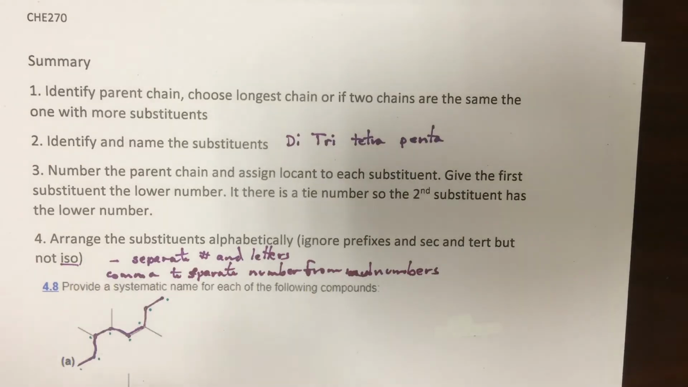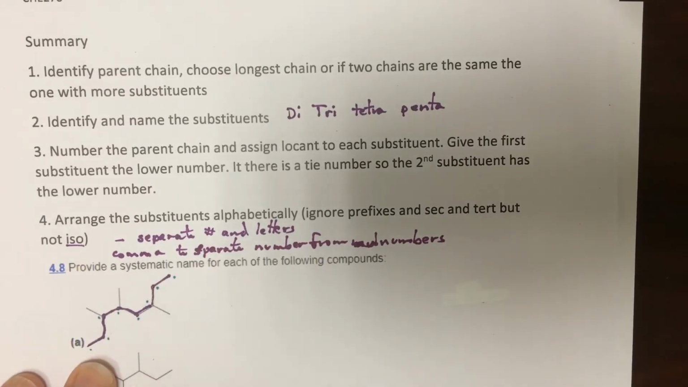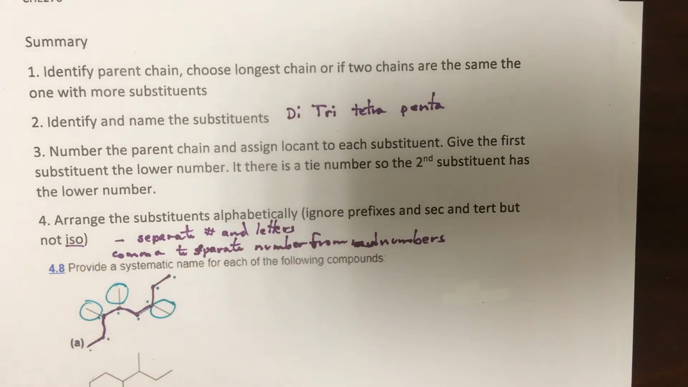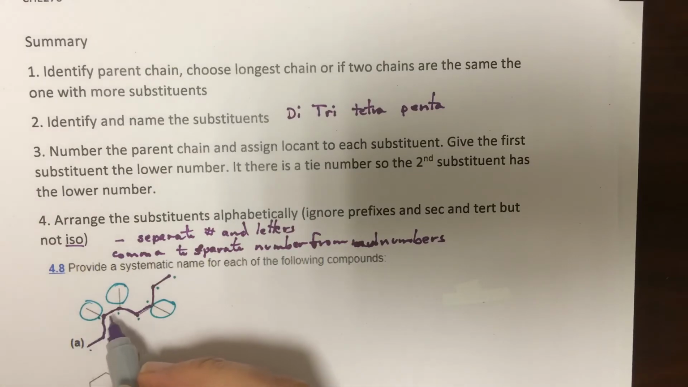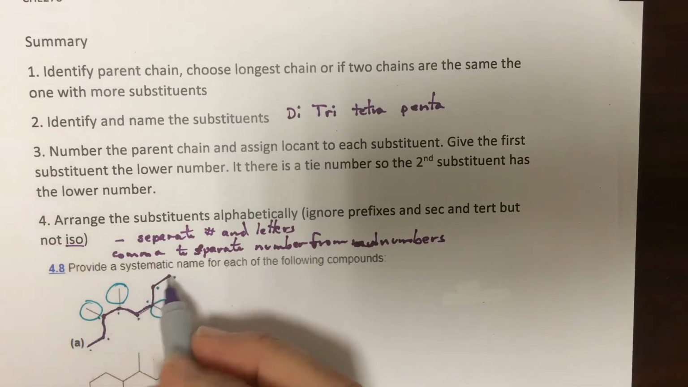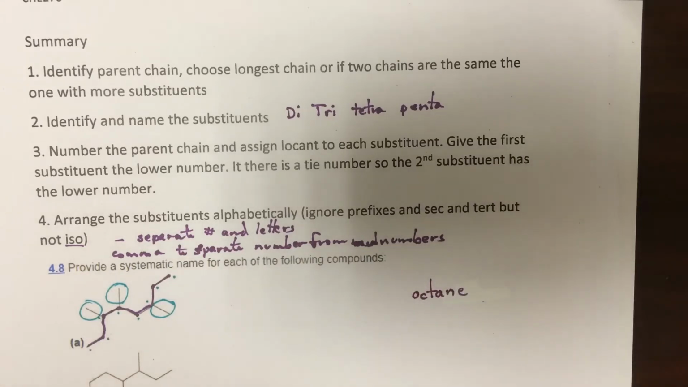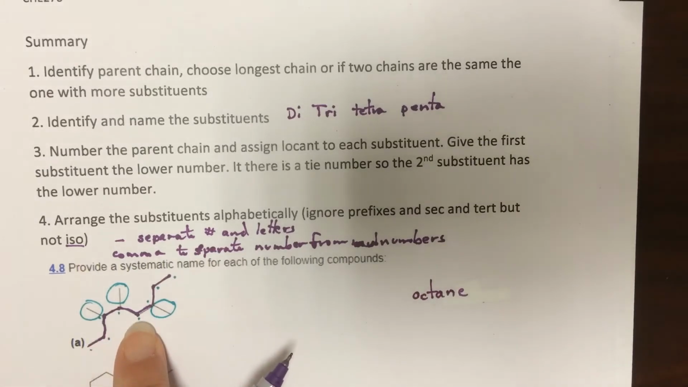Okay, now we're ready to name our compound. I've got the first one here. I've already labeled the longest path, and it looks like we've got three substituents or three branches. There's one here, and one here. Our parent chain has 1, 2, 3, 4, 5, 6, 7, 8 carbons, so this is going to be an octane. It's got 3 methyl groups on it, so that makes it a trimethyl octane.